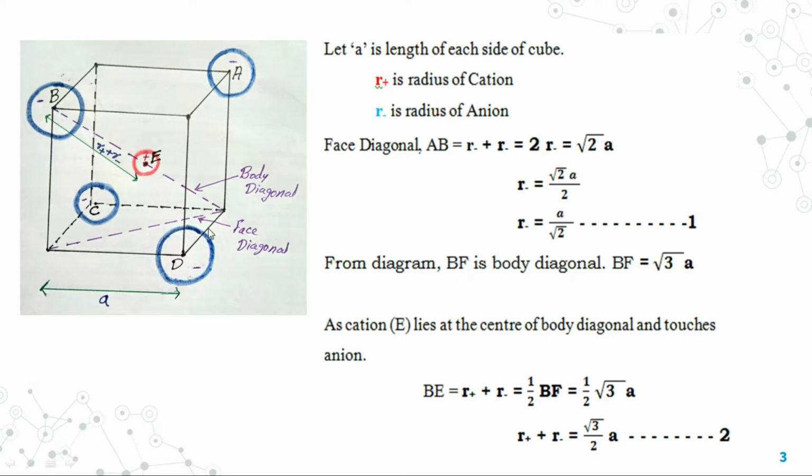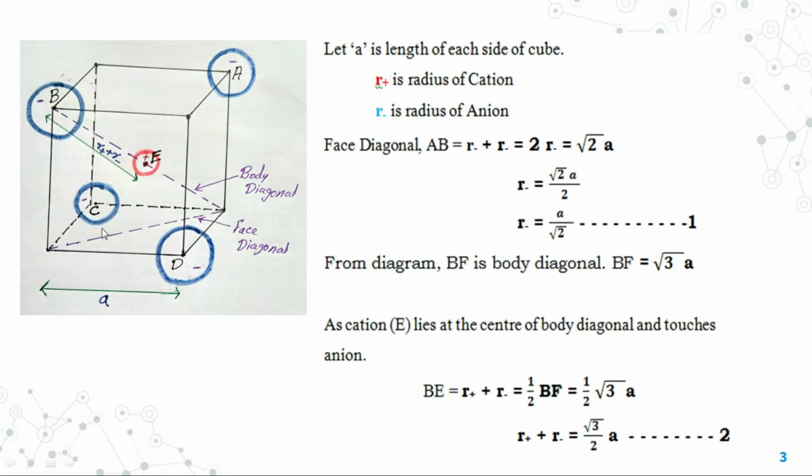And if I apply the Pythagoras theorem to this face diagonal, then I get the face diagonal in terms of edge length A as root 2 into A. So we get this relation: face diagonal, which is equal to 2 times R minus, is equal to root 2 into A. So R minus is equal to root 2 A upon 2, root 2 gets cancelled, so I get R minus equal to A upon root 2. So this is our equation number 1.